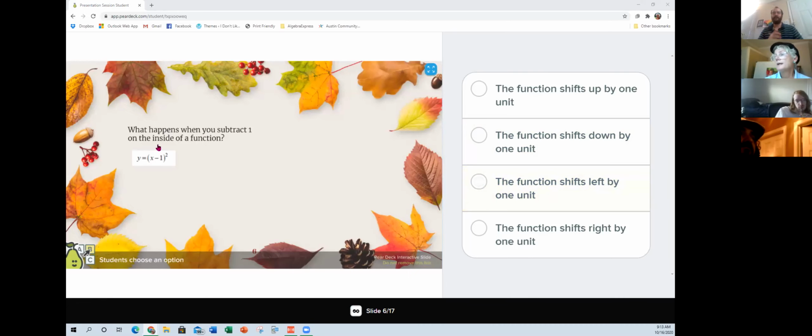What happens when you subtract 1? It's on the inside of the function. So this would be y equals x minus 1 quantity squared. What would happen in that case? Remember, inside lies. Okay. So in this case, it's inside the function. So that means it's going to shift right or left. And because it's a minus, you are going to go the opposite way of what that's telling you to go. And so you would move it to the right 1 unit.